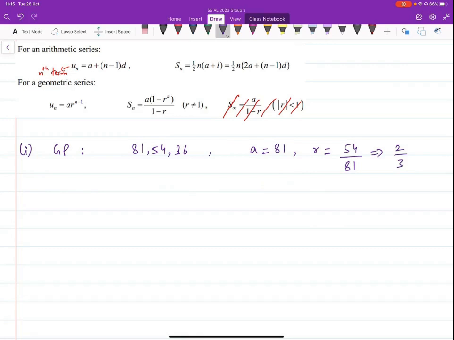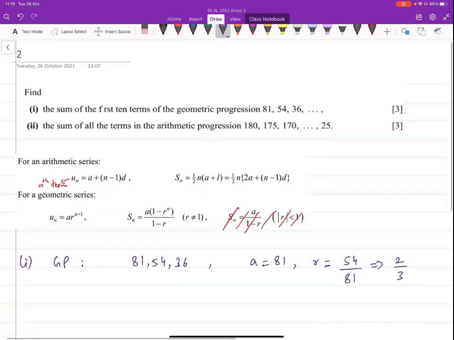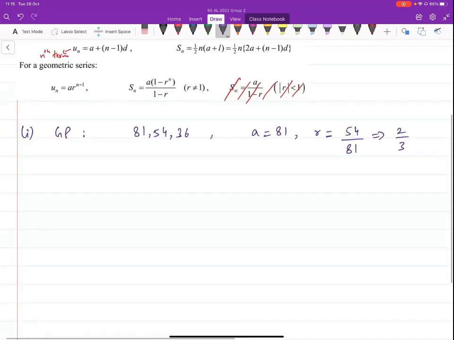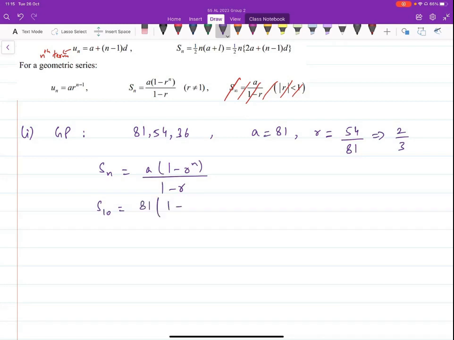What do we need now? We need the sum of the first 10 terms. What is the sum formula for a GP? It's Sn equals A into 1 minus R raised to power n, divided by 1 minus R. We just input values here now. S10, that's 81 into 1 minus 2 over 3 whole raised to power 10, divided by 1 minus 2 over 3. And that's the sum of the first 10 terms.